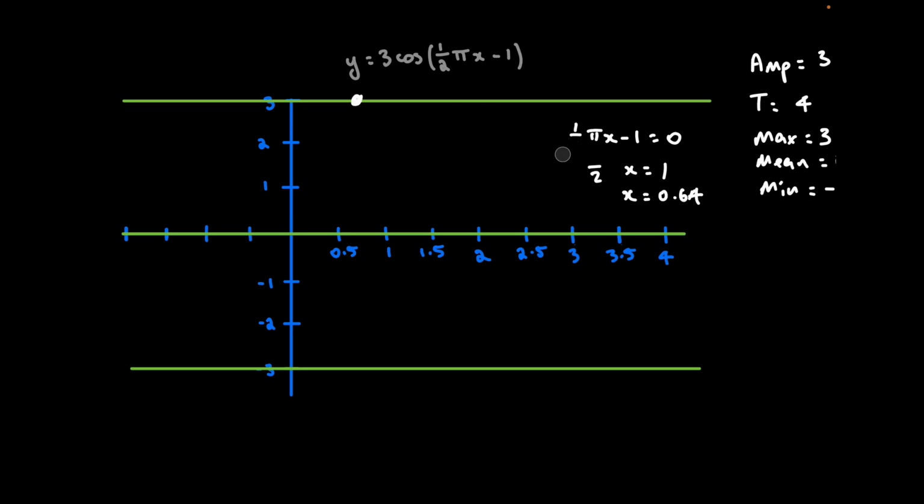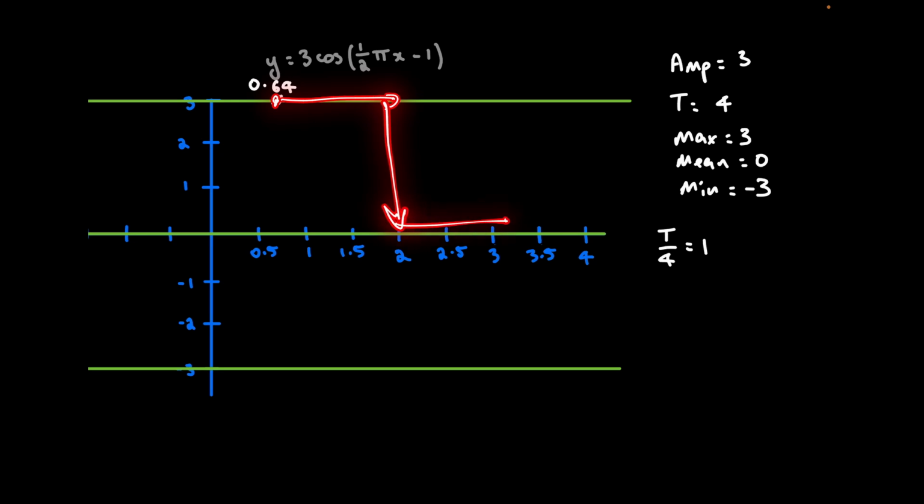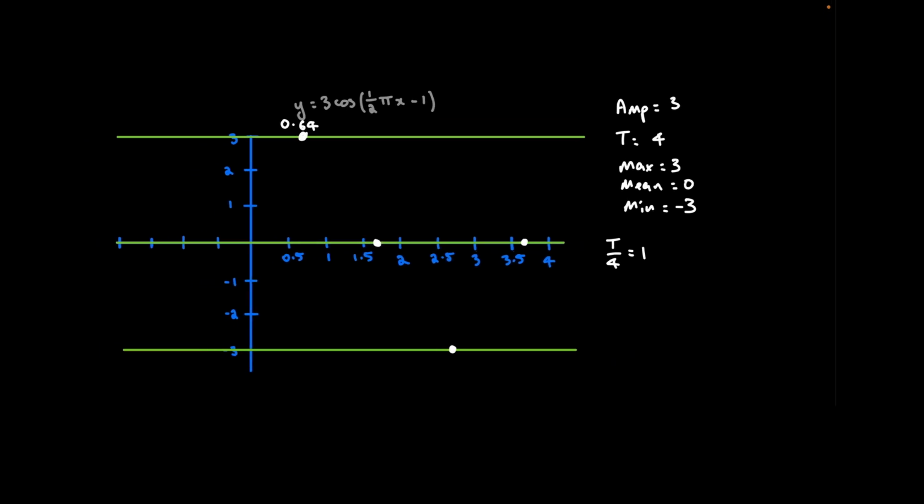Nice. So now we have that our period is equal to 4, but our period divided by 4 equals to 1. So we keep adding 1 to 0.64. We keep adding 1 to this value, and that's how we know when to go down to our mean line and then down to our min line. So 1 plus 0.64, that makes it easy for us. It's 1.64. Then 1.64 plus 1 is 2.64. Then 2.64 plus 1 is 3.64. And then 3.64 plus 1 is 4.64, which is off our graph, so I'll just put that point over here.